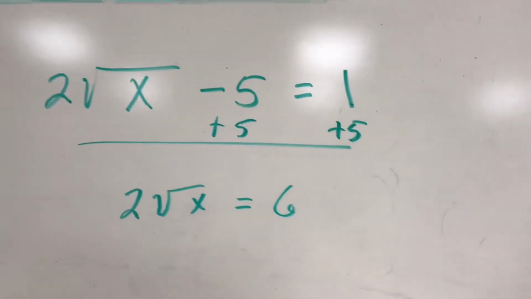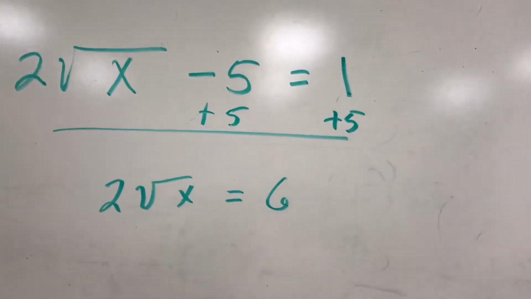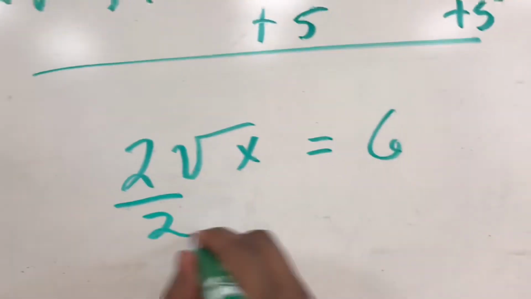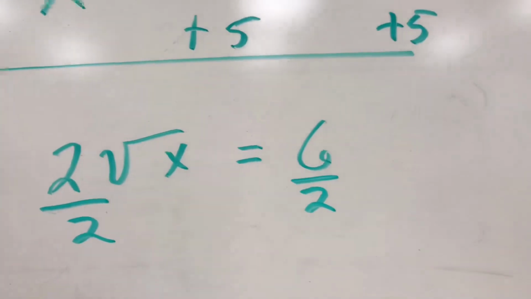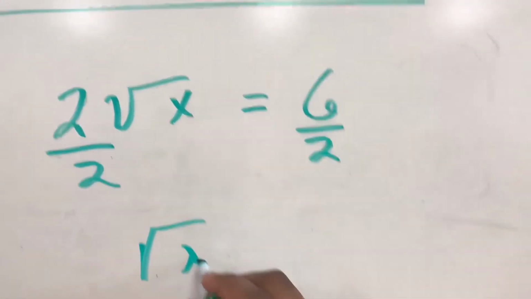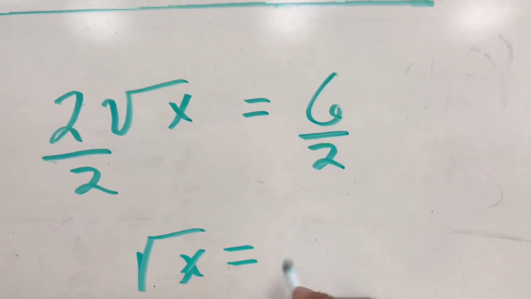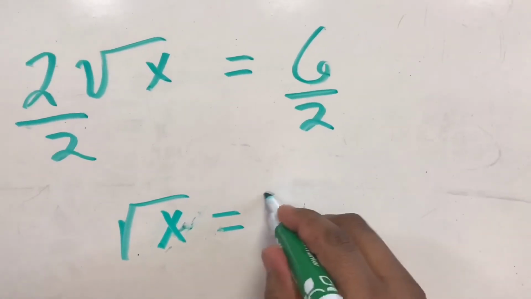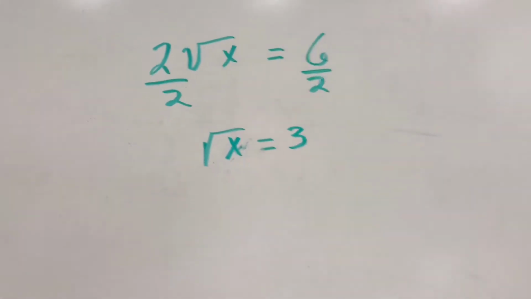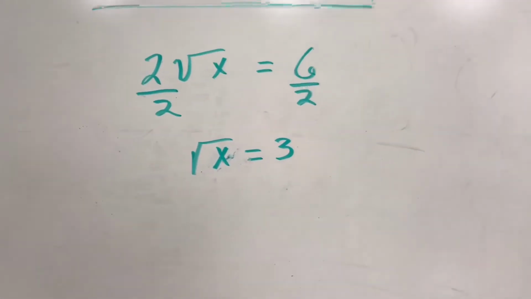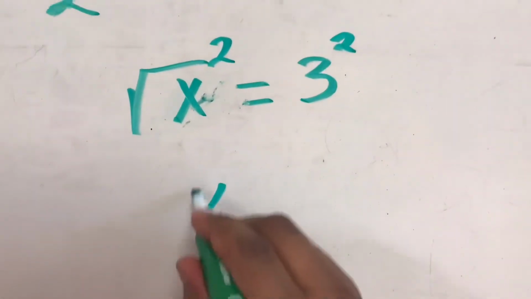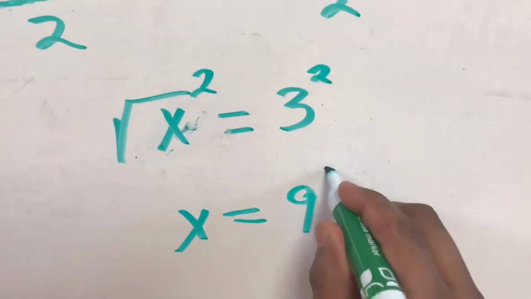Leaving us with 2 times the square root of x equals 6. I need to get rid of this multiplication of 2, so I'm going to divide both sides by 2. So I have the square root of x equals 3. Square both sides to get rid of the square root radical. That leaves me with x equals 9.